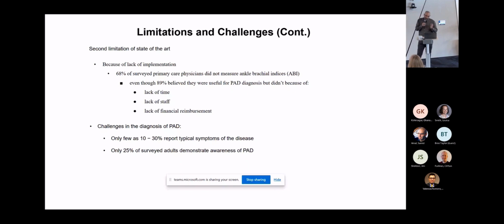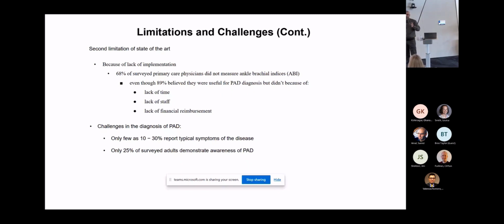The challenges in the diagnosis of this disease are that only 10 to 30% of the patients report the typical symptoms, which makes it harder to diagnose. And only 25% of surveyed adults showed awareness of this disease.